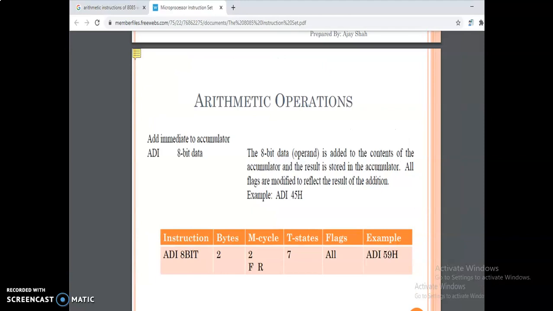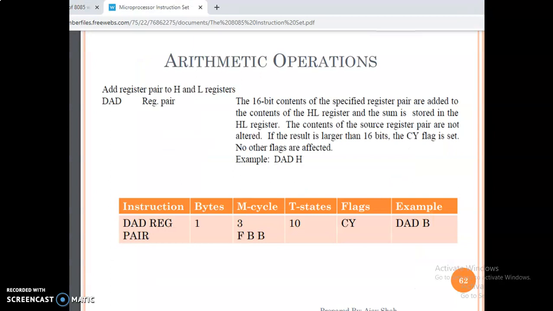This is the immediate data. Here ADI means the 8-bit data is immediately placed after the instruction. That data is added with the accumulator. The result is stored in the accumulator. DAD: the 16-bit content of the specified register pair is added to the content of the HL register. The result is stored in the HL pair.